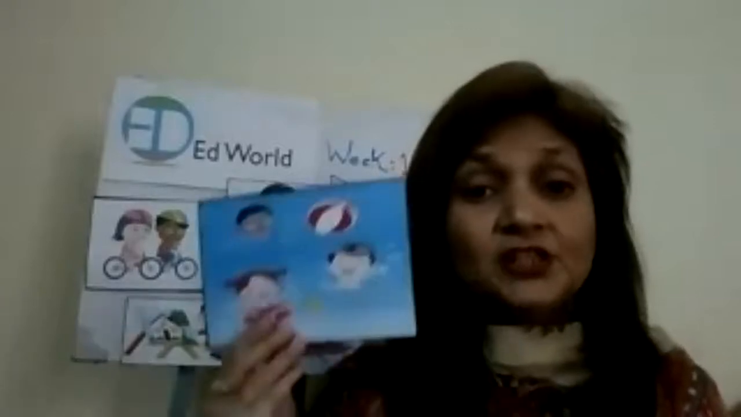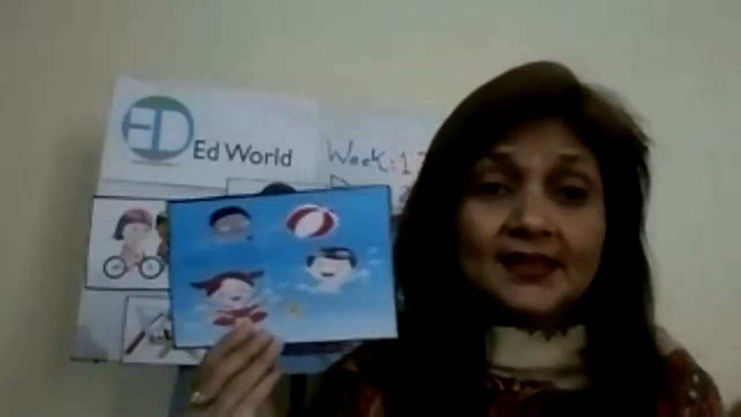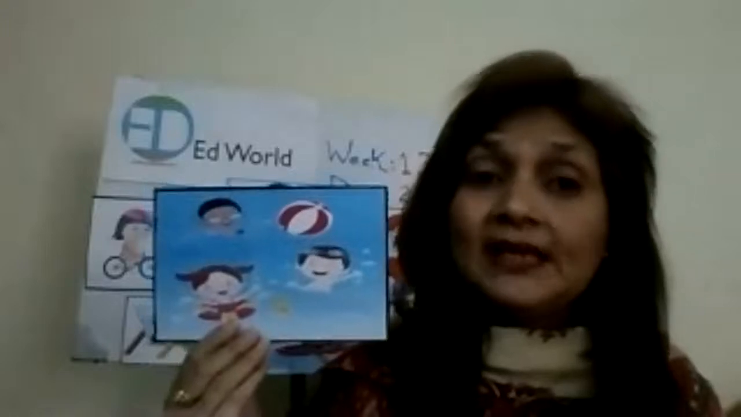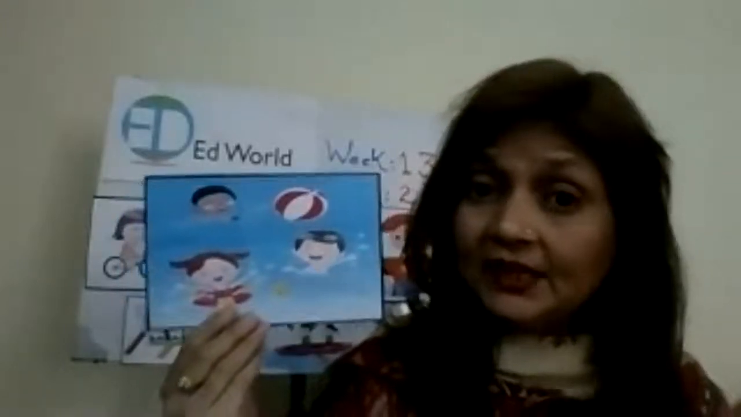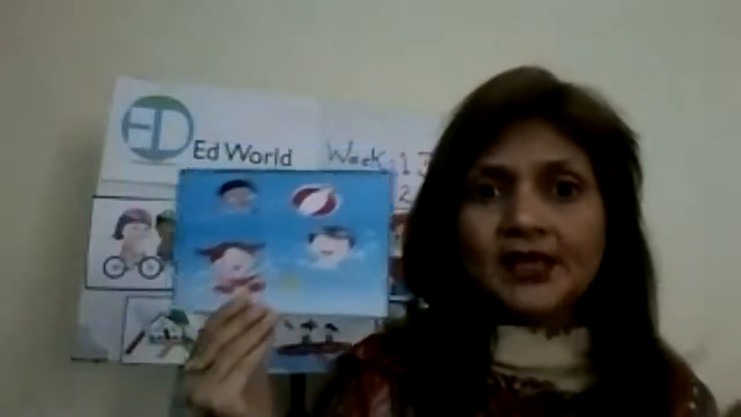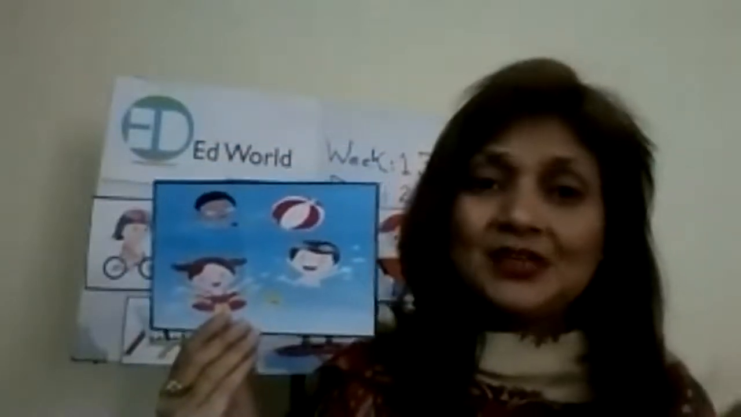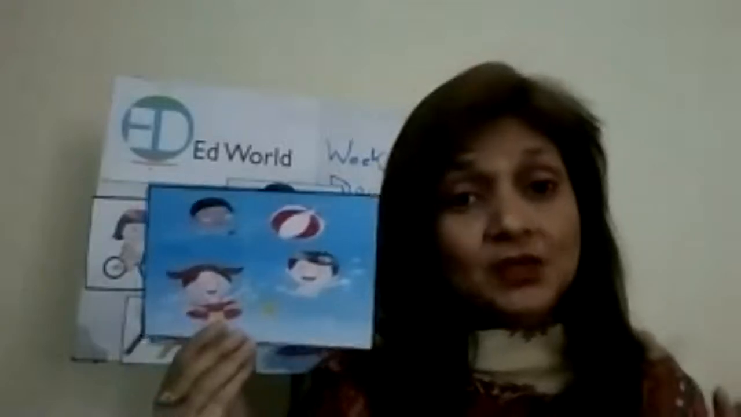Now, what are these children doing here? They are swimming and they are playing with the ball. That means they are on a picnic. And they are also wearing glasses, right? So what time of the day is it? Is it day or night? It's daytime. So they are swimming and enjoying. So this is also a daytime activity. Correct. Very good.